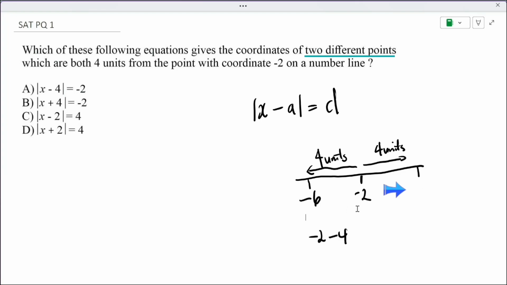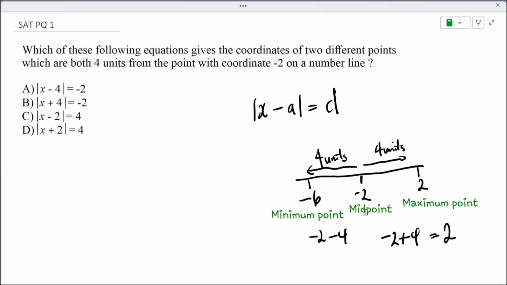Then to the right, you have -2, you move 4 steps to the right. If you're moving to the right, you add 4 to the -2. So we have -2 plus 4. Plus 4 means you have 4, -2 means you owe 2. If you pay the 2 you owe from the 4 you have, you still have 2. So your answer is +2. So these are the two different points.